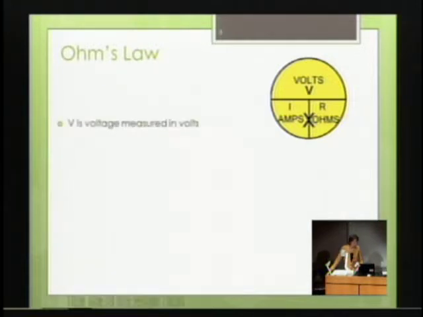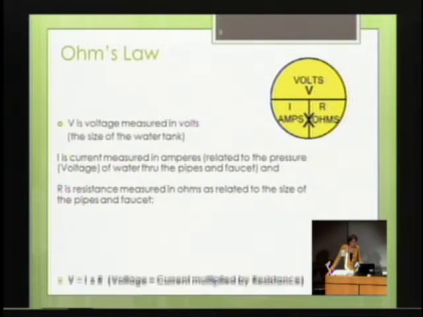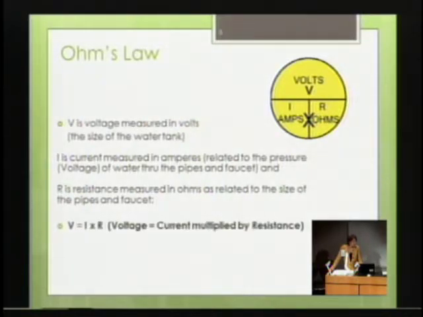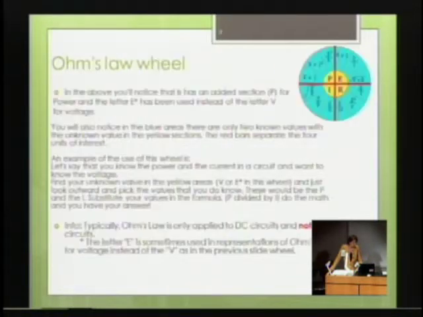Okay. Here is what you told me, that it's measured in volts, right? And with the mechanical analogy is the size of the water tank, and current is measured in amps, resistance in ohms, and here is the formula written in 3 different ways, right? Depending upon what you are looking for. Very good. Here you have a more elaborate Ohm's law wheel, which is able to provide you with formula for power, current, resistance, and instead of a V for voltage, you can have the letter E, which is also used for voltage.